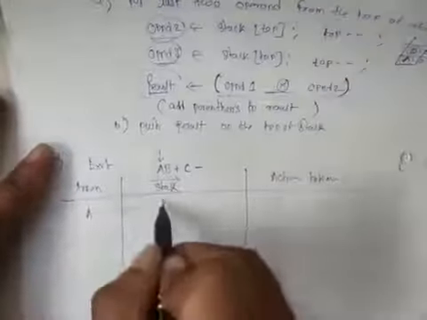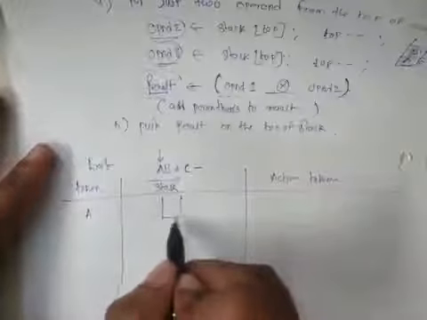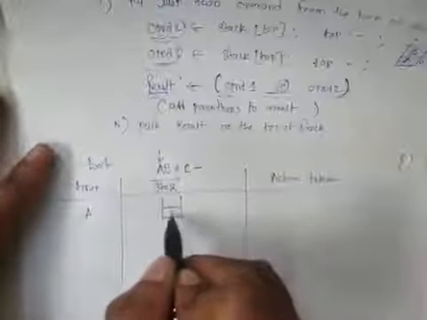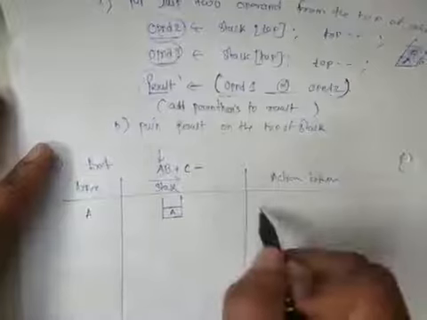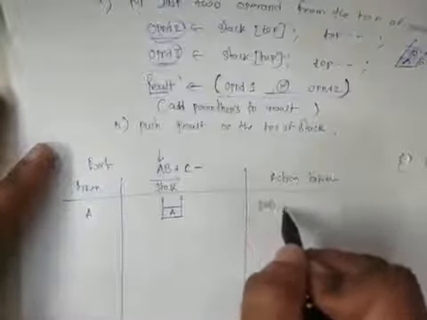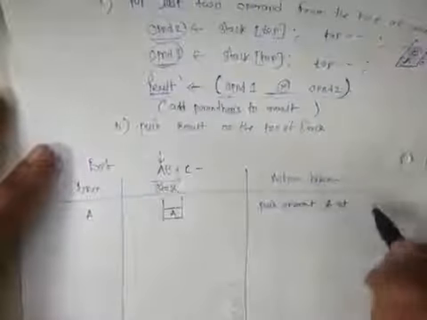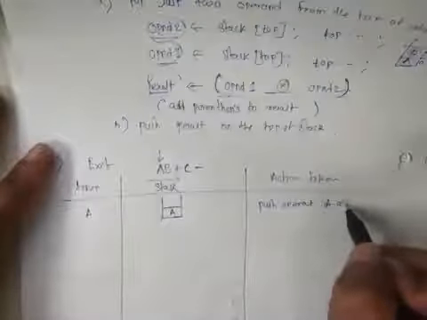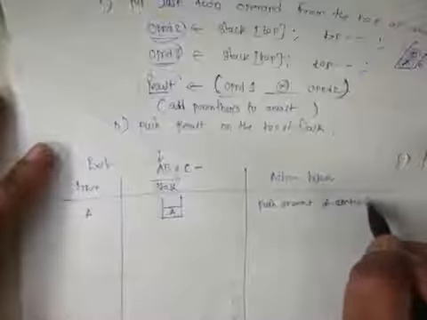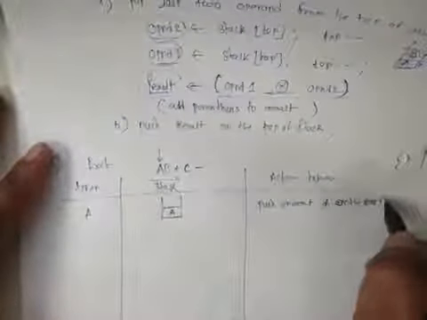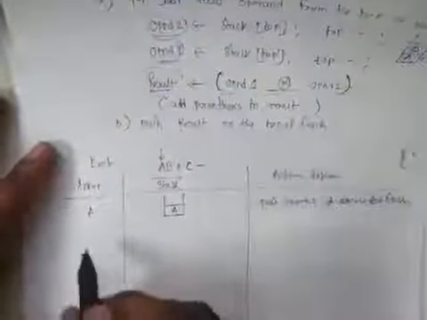Now the first character is A, and it is an operand. So we push that operand on the top of the stack. The action we took: push operand A on the top of the stack.